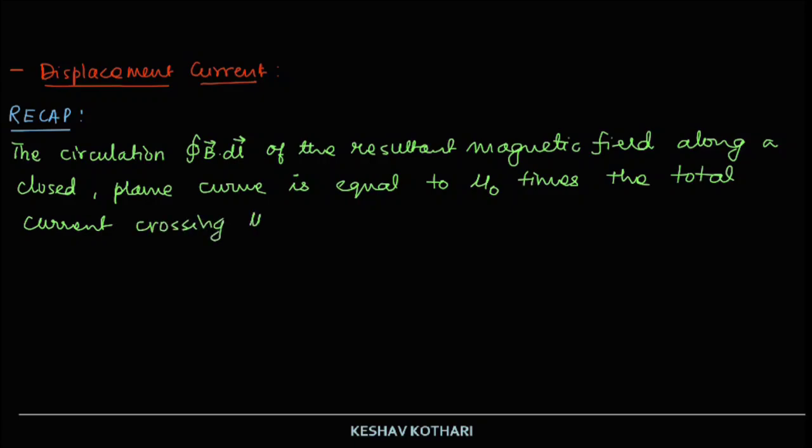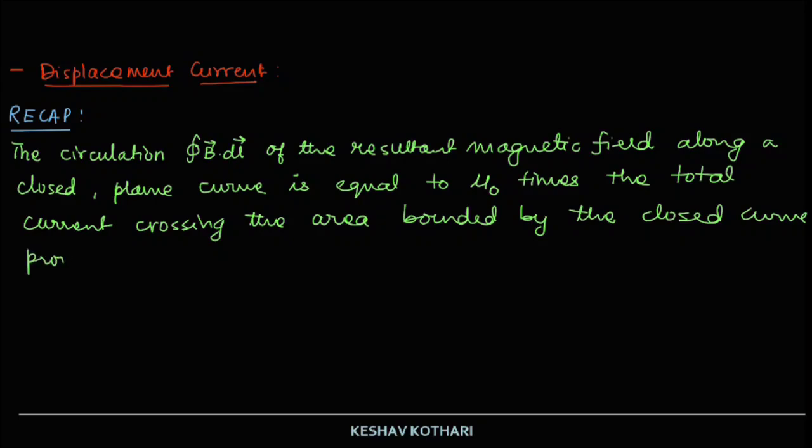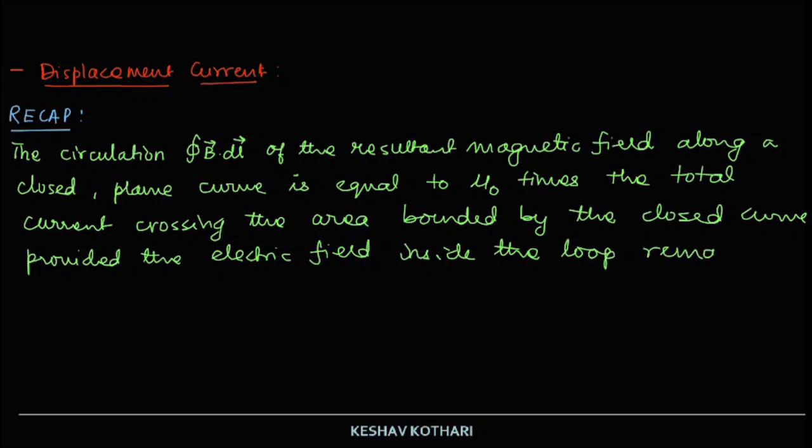crossing the area bounded by the closed curve or the loop closed curve, provided the electric field inside the loop remains constant.